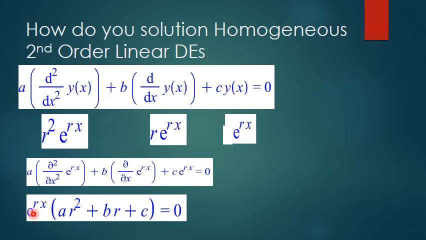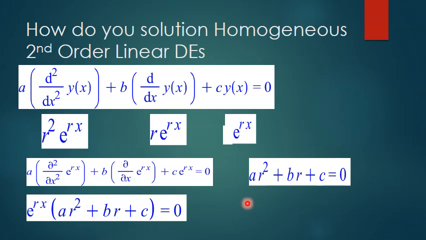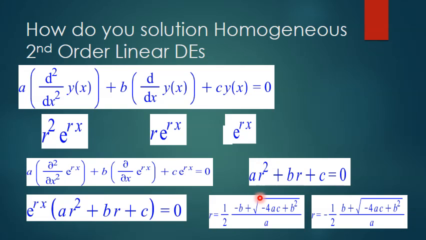Well, e to the rx is only 0 if the exponent gets to be a large negative number. And so the only way I can guarantee to make it 0 is to make this polynomial 0. So I need to find the roots of this polynomial. If I use the quadratic equation to find the roots, I can find two distinct roots. Now, the trick to this is this discriminant right here.